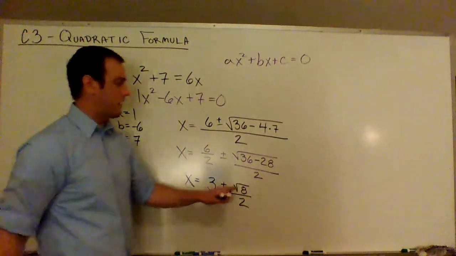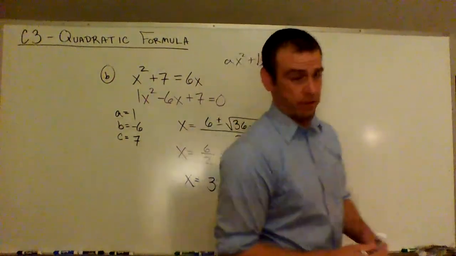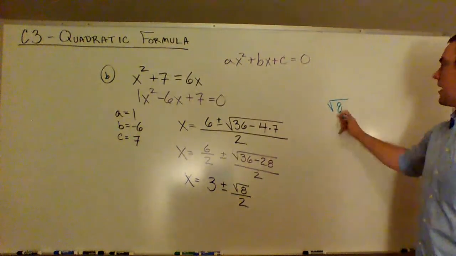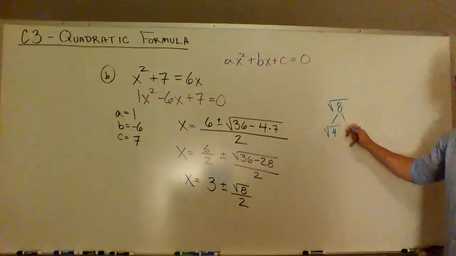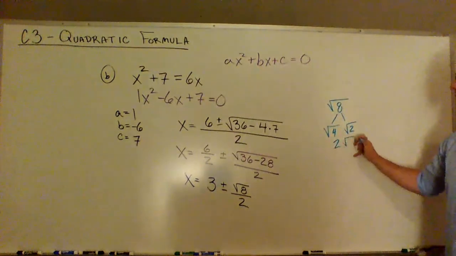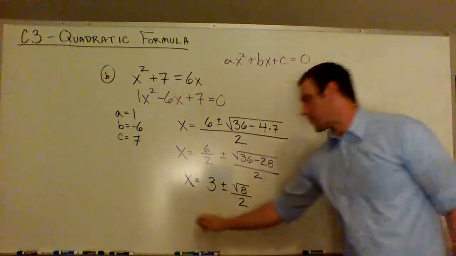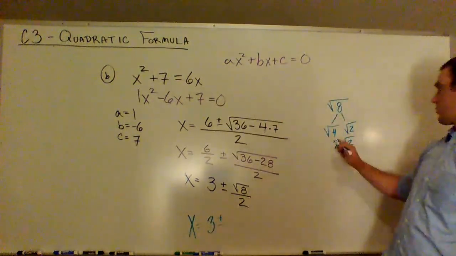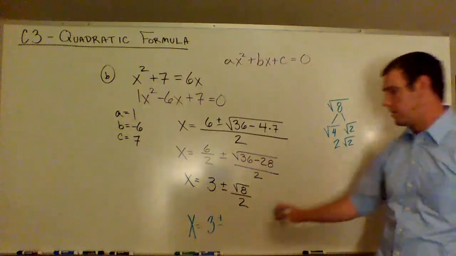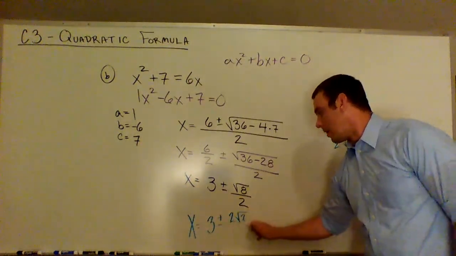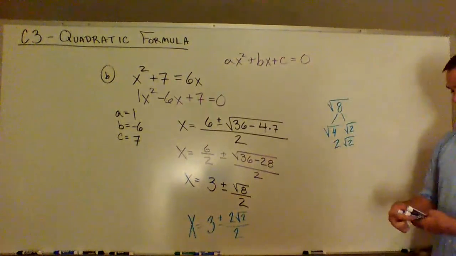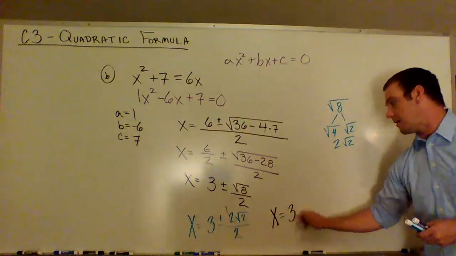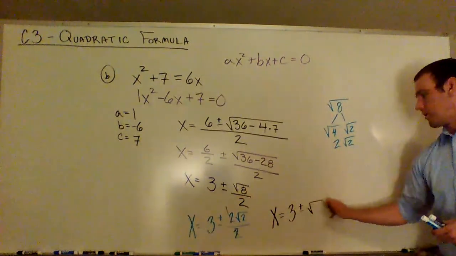Okay, so once again, guys, if your square root reduces, you must reduce it. So, we got the square root of 8. Hey, that is the square root of 4 times the square root of 2, making 2 square roots of 2. So, I've got x equals 3 plus or minus square root of 8, which we said was 2 square roots of 2, all divided by 2. Hey, those 2's reduce. X is going to equal 3 plus or minus the square root of 2.